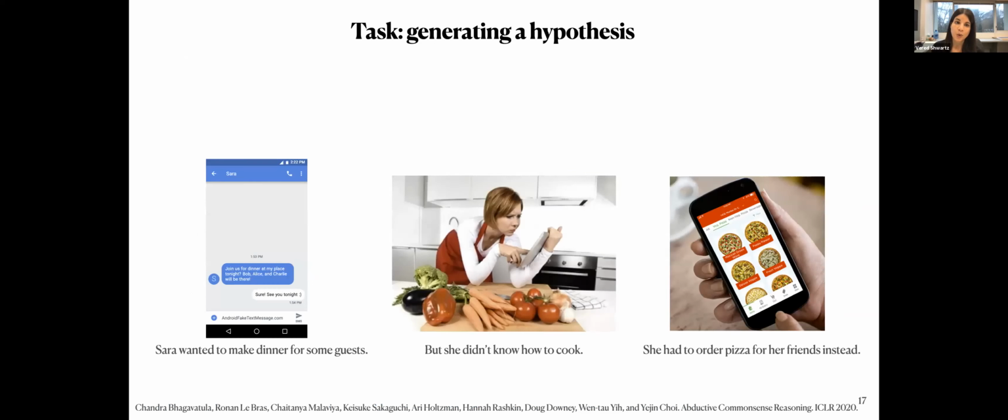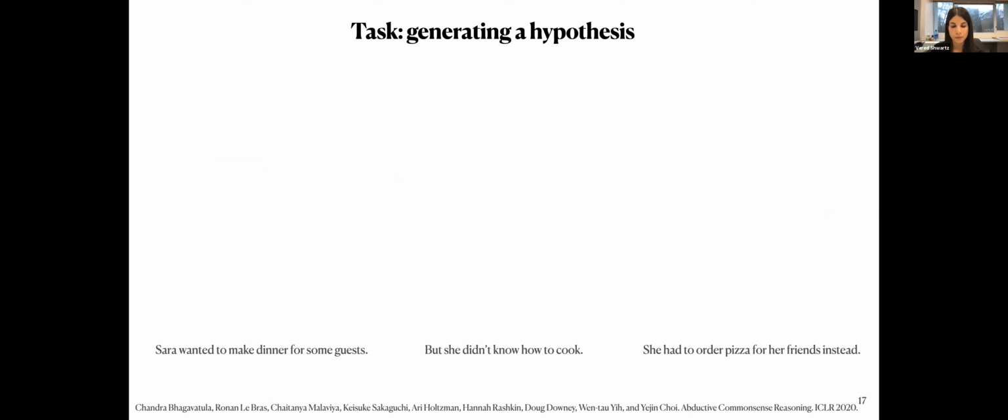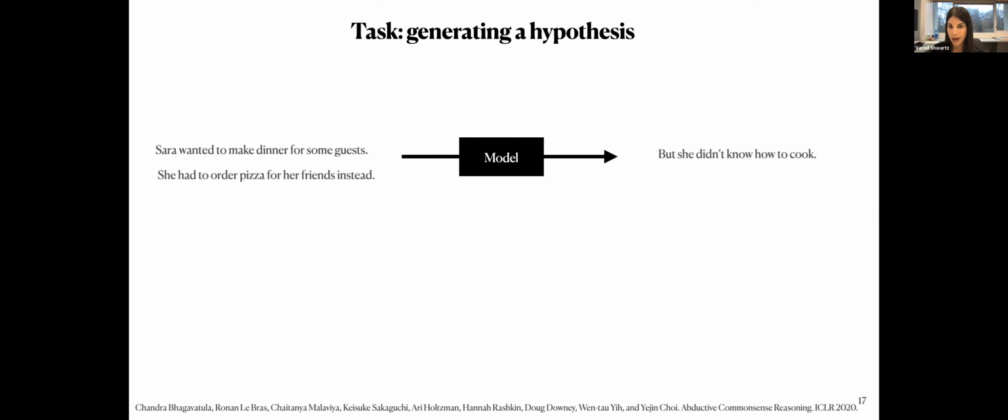Specifically, the task that we worked on is in a different domain. It's in a fiction domain. That's the example that I showed in one of the previous slides from the ART dataset. So the task is, the model is given the past and future context, and it needs to generate a hypothesis that is fluent with both of them, that could fit in between.